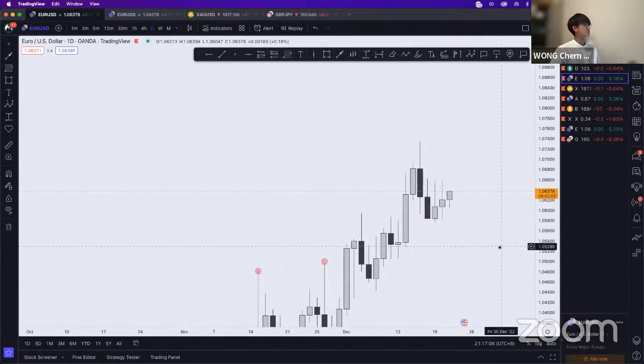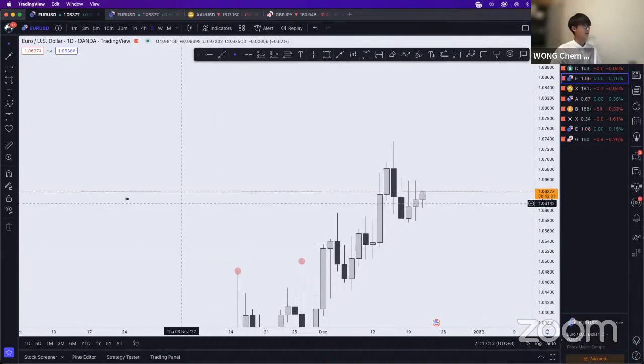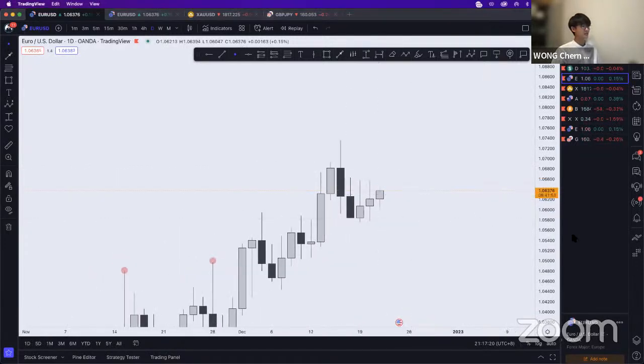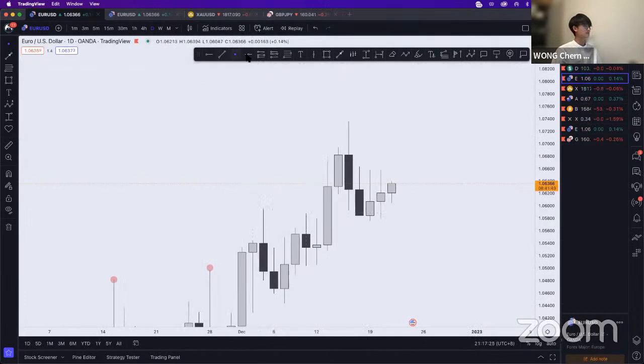Let's start with EUR/USD and look at the charts directly. On the daily time frame, price is forming some kind of range. It's ranging, and what I mean by that is, if you see these areas here, there's a lot of liquidity and no higher highs or lower lows being formed.